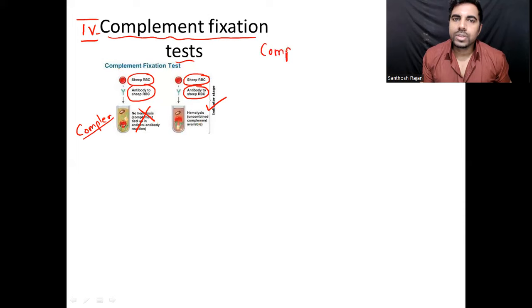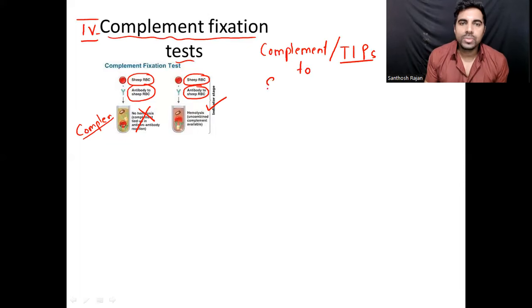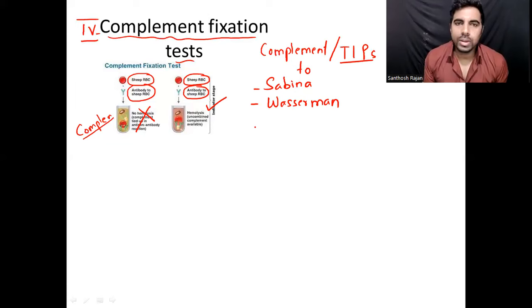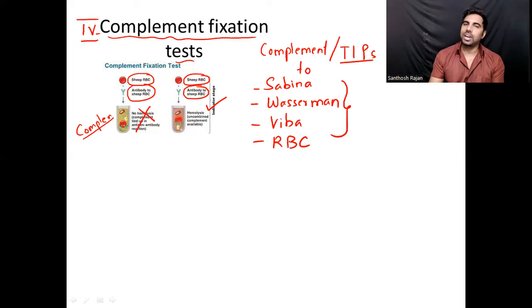Always give complement. Another meaning of complement is that either you can compliment someone or you can give them tips. Whom do you give tips to? A few people. One, give a compliment to Sabina. Second, the washerman. Sabina or Sabin, whichever you want, and washerman. Also for Vibha, and for RBC, give a compliment. These three are names and RBC is RBC only.